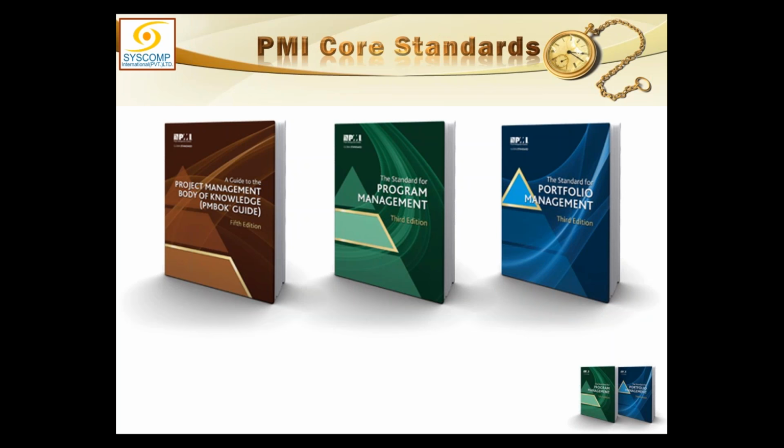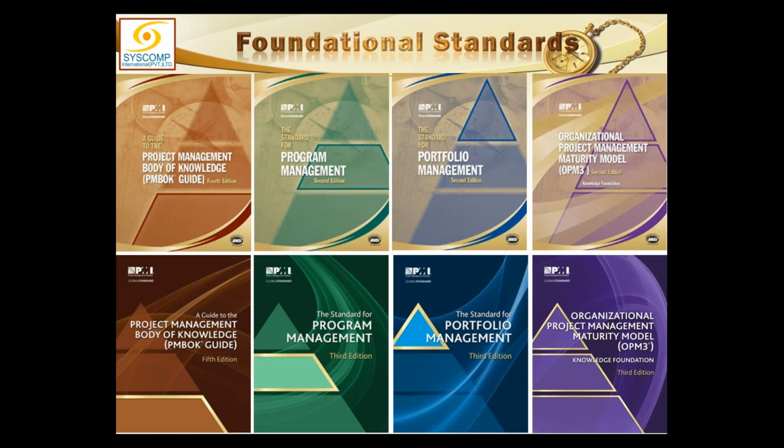And as you can see on the slide, all the three books show a pyramid. Project management is shown at the bottom of the pyramid. On the title of program management, you can see program management is highlighted as in the middle of the pyramid, and portfolio management is the highest level, that is the top of the pyramid. These are the three core standards, but there is another fourth core standard, and that standard is organizational project management maturity model, OPM3 we call it.